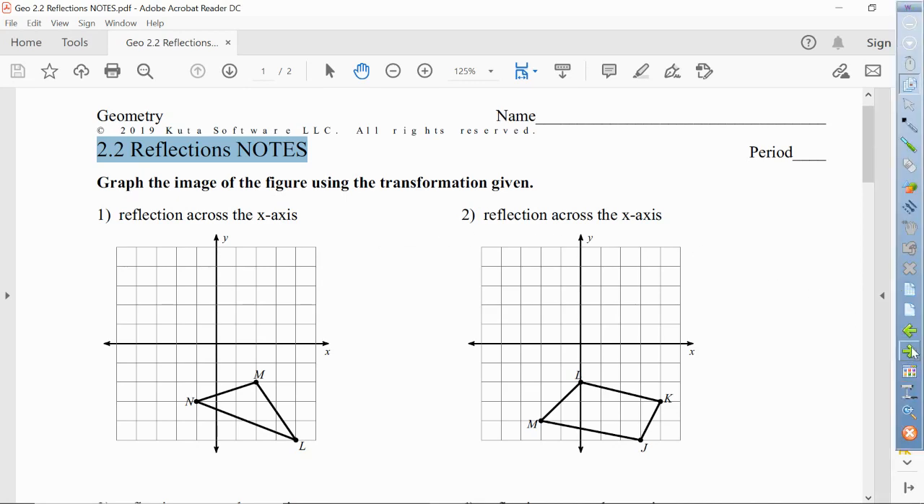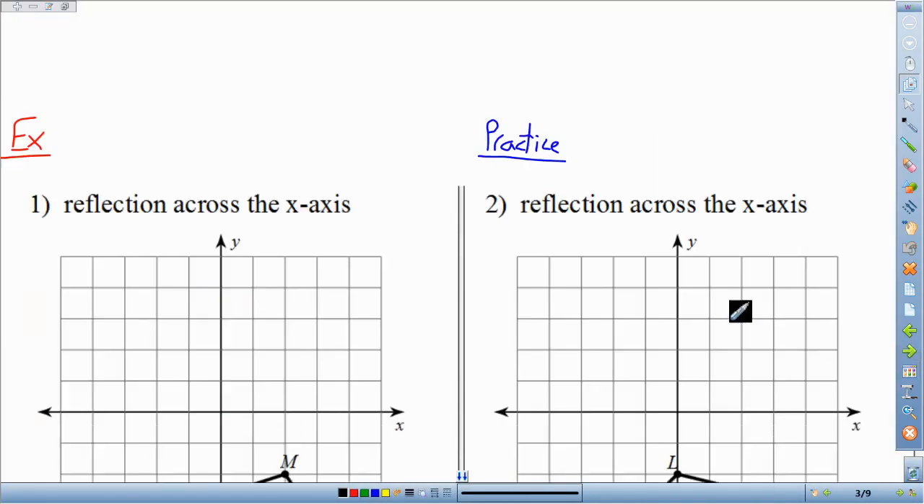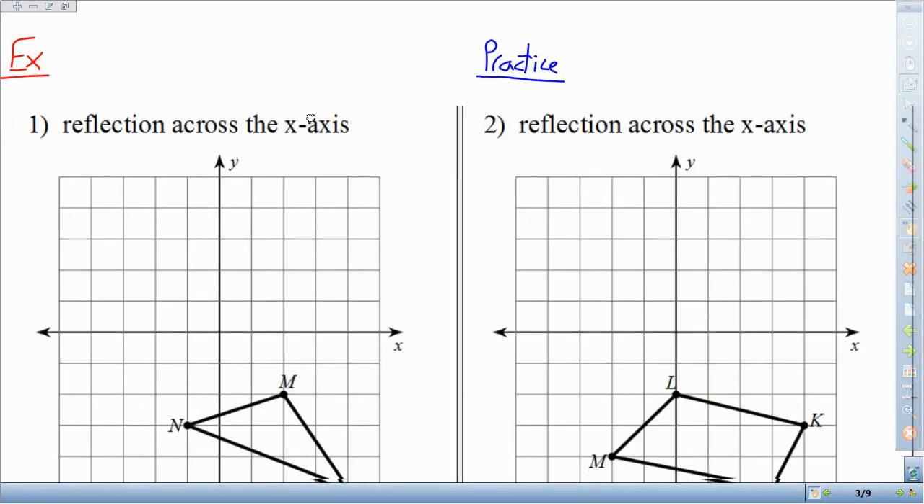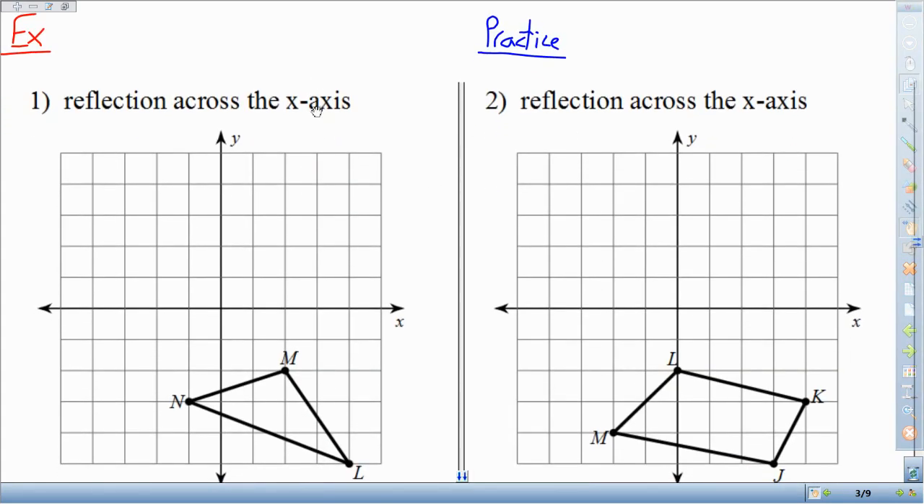Okay, so let's just go ahead and jump in here. All right. Again, today is all about what are called reflections, and you have probably a good idea of what a reflection is. But let me show you how we do it in the context of transformations. Okay, so let's take a look at number one here. We're going to treat this like our example. So it's asking us to do a reflection across the x-axis. Okay, so here's our original shape. And again, they want us to reflect it over the x-axis.